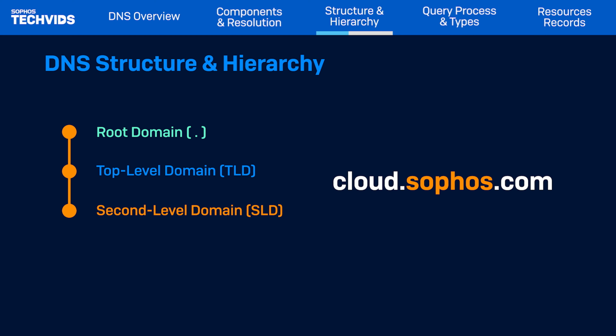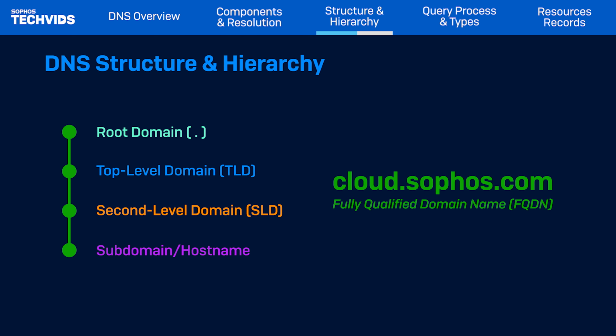Moving on, we have second-level domains, which are directly to the left of the TLD. In the example, this is Sophos. Lastly, we have the subdomain. Subdomains can be extended nearly infinitely since each one can have its own set of subdomains. In our example, this is cloud. The fully qualified domain name, or FQDN, is the sum of all the domains we discussed. For example, the FQDN would be sophos.com, but we can include the subdomain too. So that's cloud.sophos.com. A fully qualified domain name represents a specific location in the DNS hierarchy.